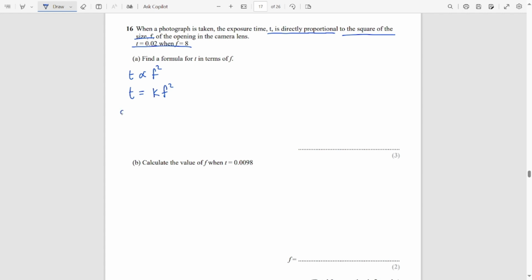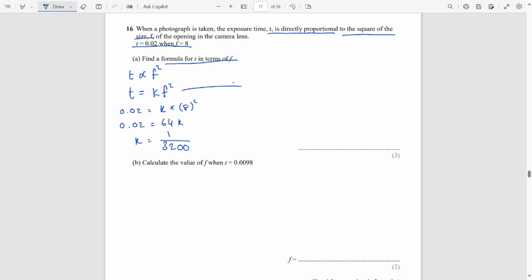So when t is 0.02, then f is 8. So I have k times 8 squared. So I just substitute in the t and the f that they've given us. 8 squared is 64. So I have 0.02 is equal to 64k. And then I can divide through by 64, and I get k is 1 over 3200.